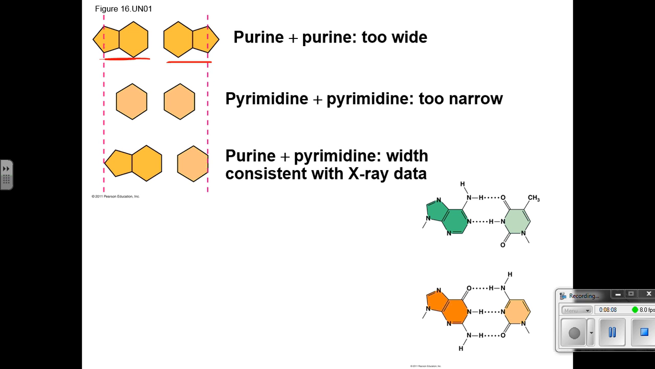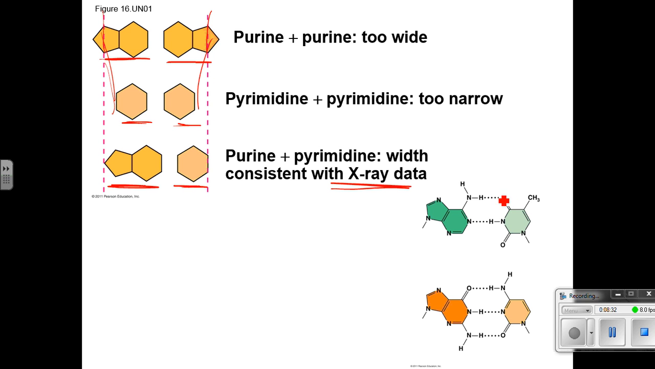If purines were paired together at certain points, and then pyrimidines paired together at others, DNA wouldn't be uniform in its size. The only way for that to be the case is if one purine and one pyrimidine pair together every time. And that was consistent with the X-ray data.